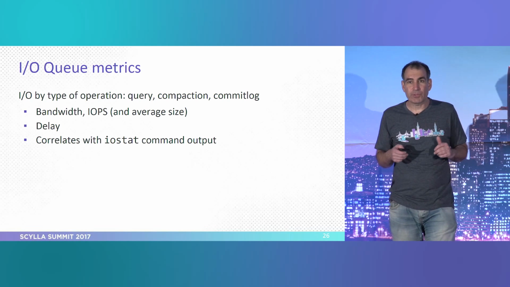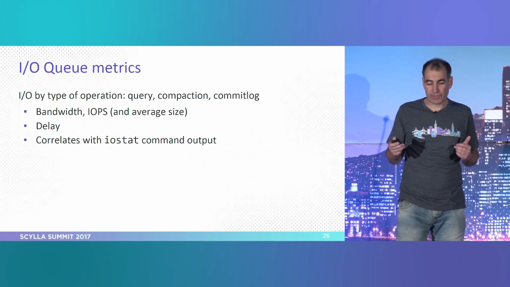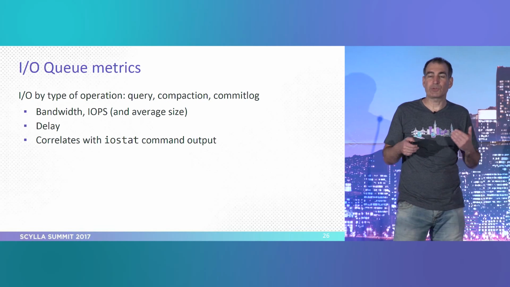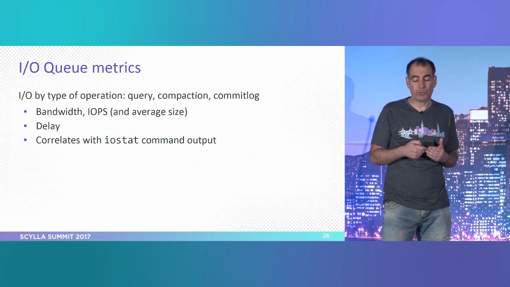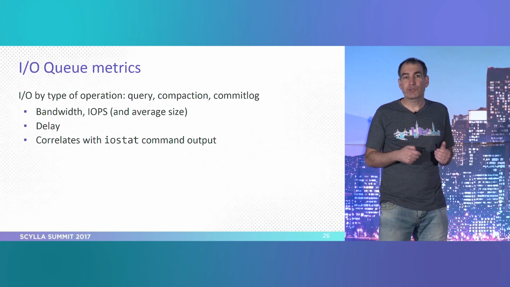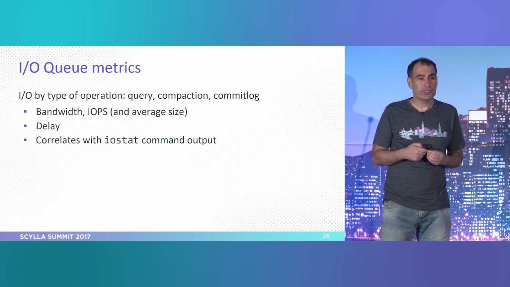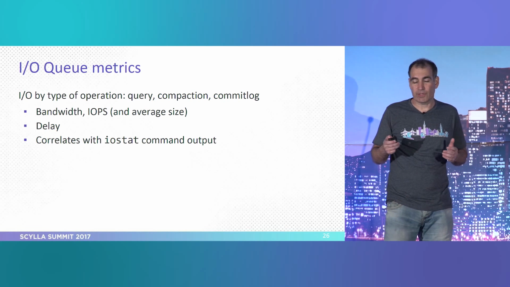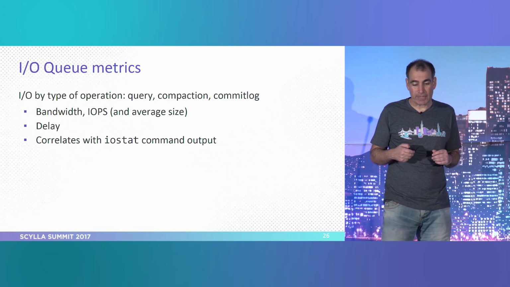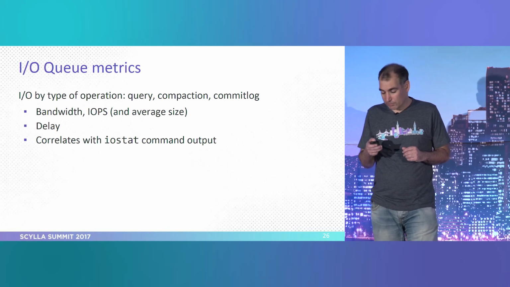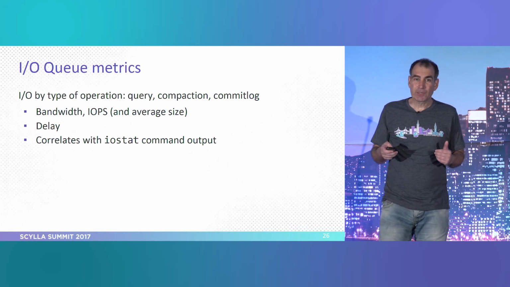And if you divide them, you get the average size, which is most important for queries. So you know the average amount of data that is accessed per query, and you can make sure that it matches your expectations, so that you don't see reads that are a lot more than you expect. Perhaps the most important metric is the delay.